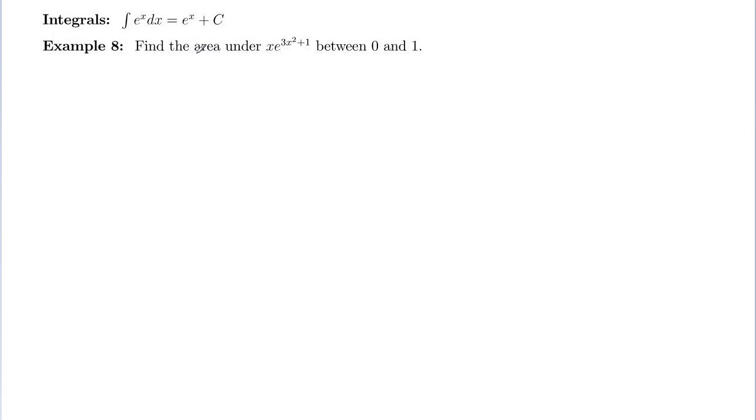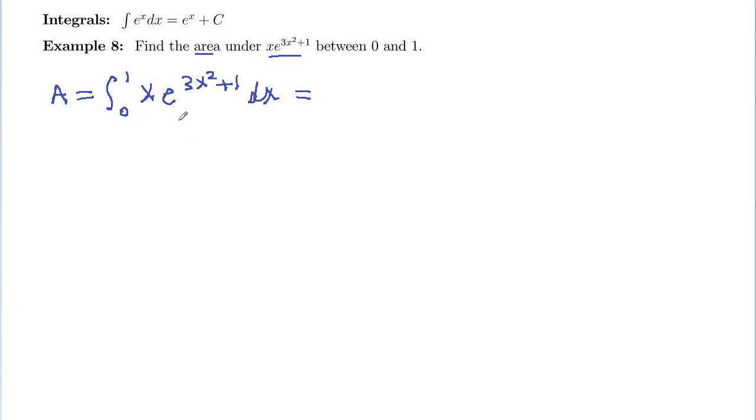We want to find the area underneath the graph of x e to the 3x squared plus 1 between 0 and 1. Well, remember that area underneath the graph is just the definite integral. So our area is just going to be the integral from 0 to 1 of x e to the 3x squared plus 1 dx.